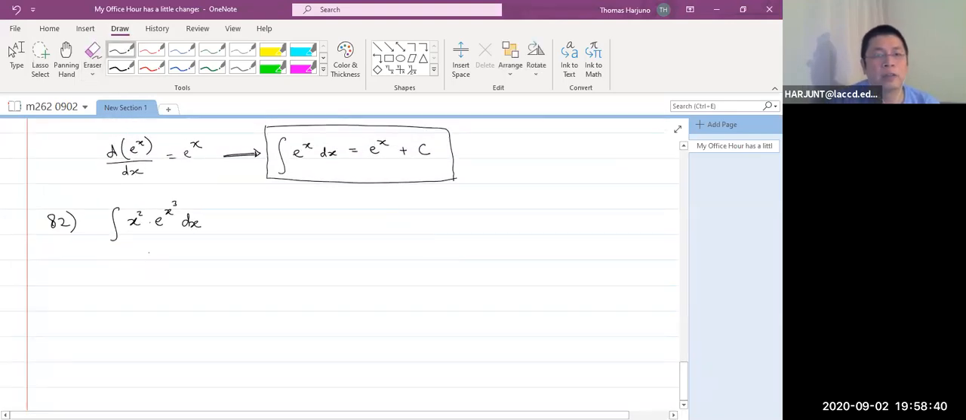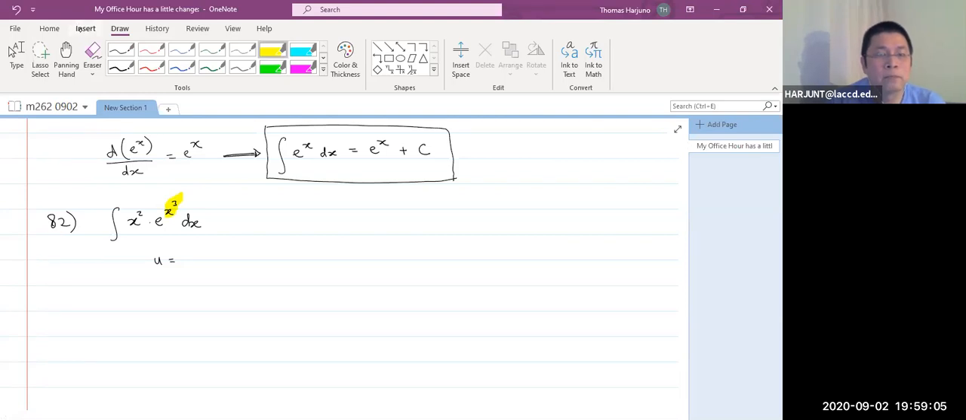Okay, I do it myself then. Do u sub, right? Because we can integrate e to the x, we cannot integrate e to the x cubed. So the way we think is, I cannot integrate that because we have that ugly x cubed there. So what happens if you are ugly? Substitute. Okay, that's why they call that u, the substitute.